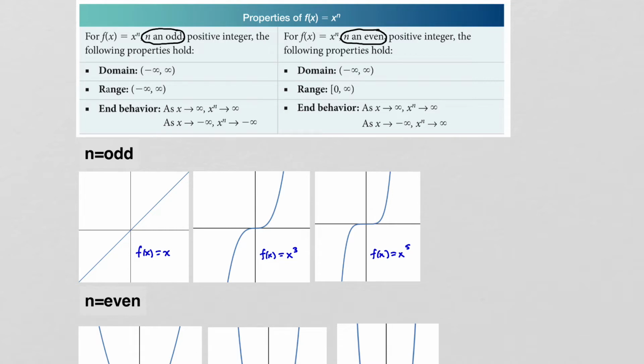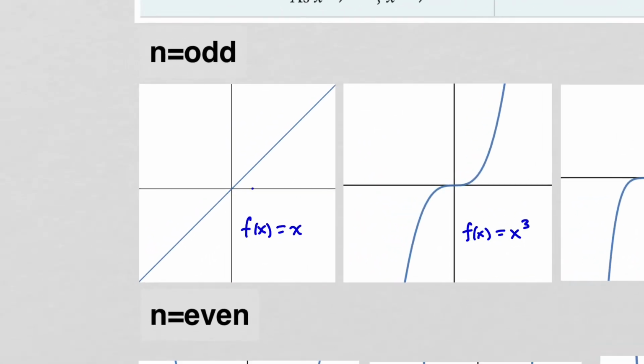Now, in terms of the end behavior, when you have an odd power of a polynomial function like this, the end behavior is that as x goes to infinity, x to the n goes to infinity. So what we're talking about here is if you zoom in on the x-axis a little bit, as x gets larger, so this is what happens when x goes to infinity, you can see that the function itself is also going to infinity, right?